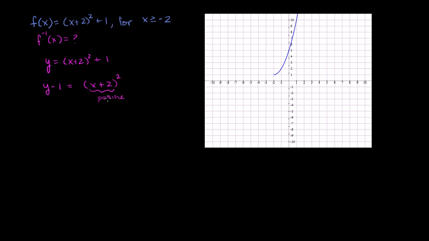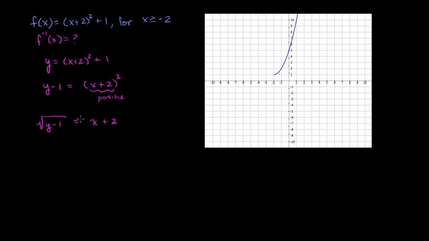And in the next video, or the video after that, we'll show an example where you want to take the negative square root. So we're going to take the positive square root, or just the principal root, which is just the square root sign, of both sides. So you get the square root of y minus 1 is equal to x plus 2.